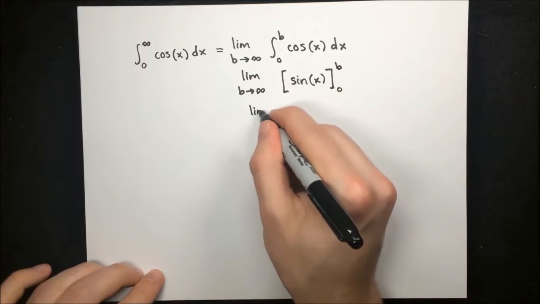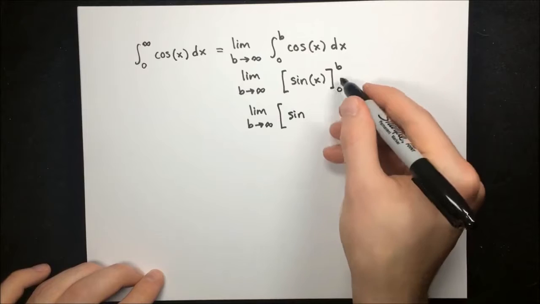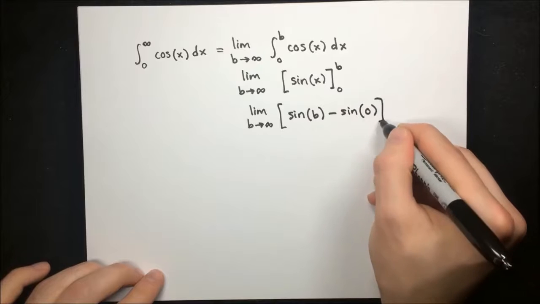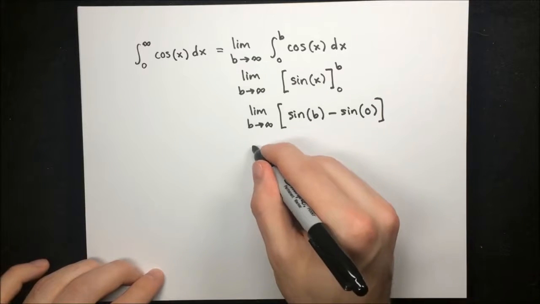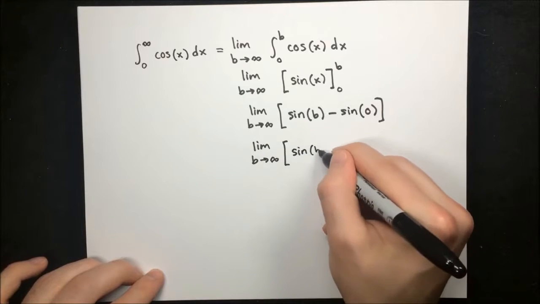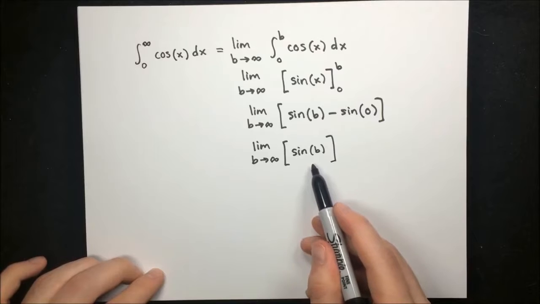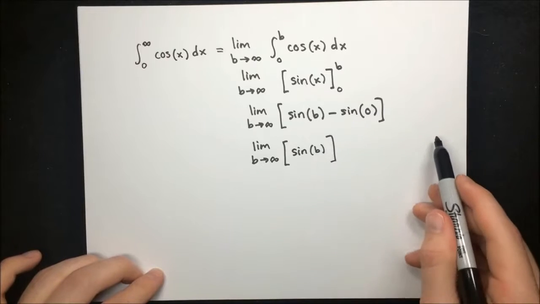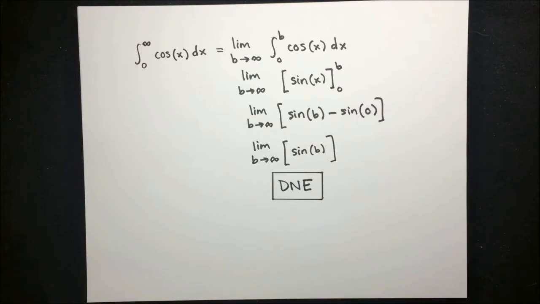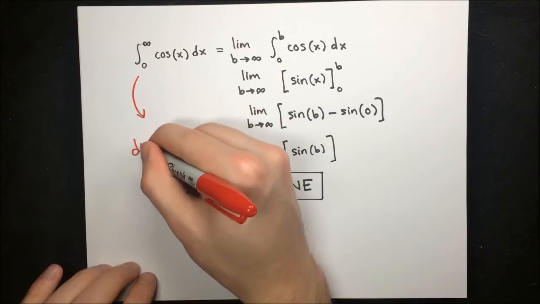So this is the limit as b approaches infinity of sine of the upper bound b minus sine of the lower bound 0. And sine of 0 is just 0, so really this is just the limit as b approaches infinity of sine of b. But as b approaches infinity, sine of b doesn't settle down to anything. It just keeps oscillating up and down and up and down. So this limit does not exist. And because that limit does not exist, the improper integral, once again, diverges.